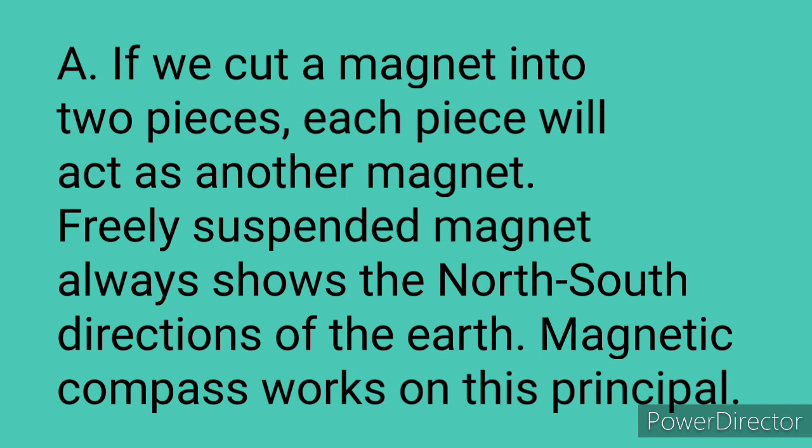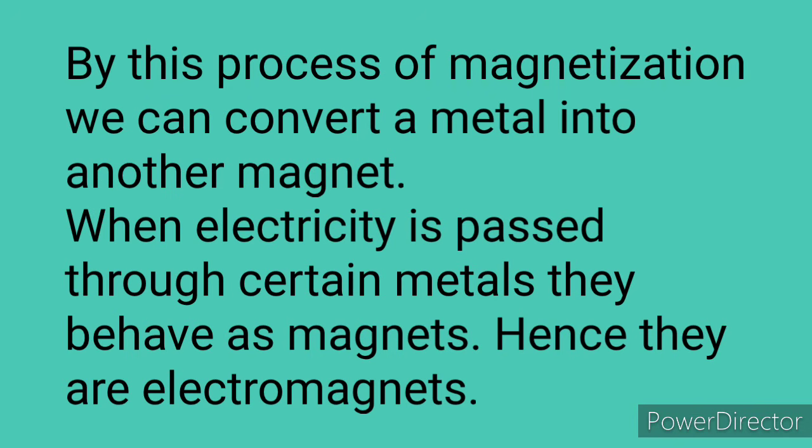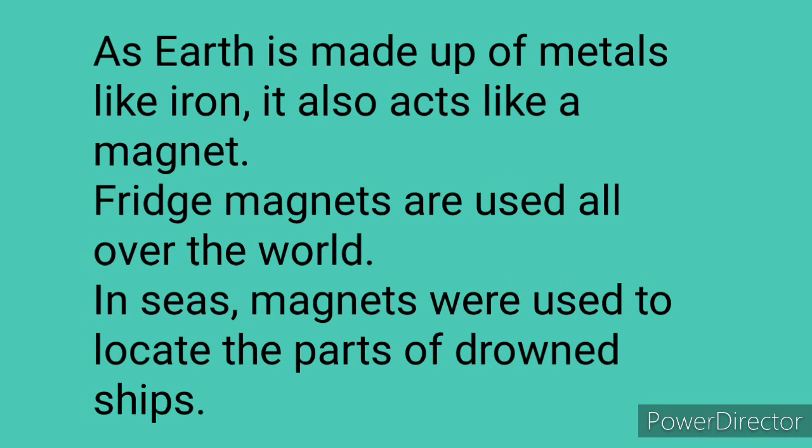If we cut a magnet into two pieces, each piece will act as another magnet. A freely suspended magnet always shows the north-south directions of the earth. Magnetic compass works on this principle. Next point. By this process of magnetization, we can convert a metal into another magnet. When electricity is passed through certain metals, they behave as magnets. Hence, they are electromagnets. As earth is made up of metals like iron, it also acts like a magnet.